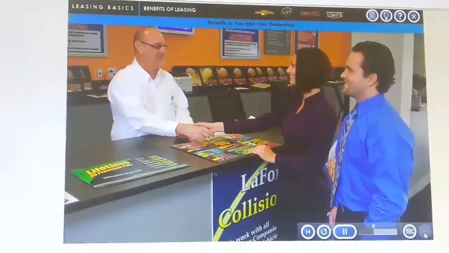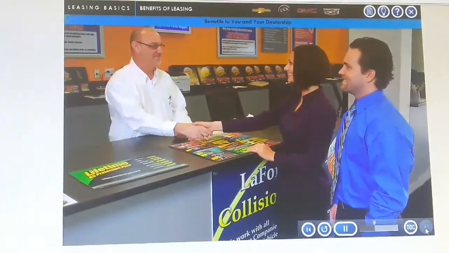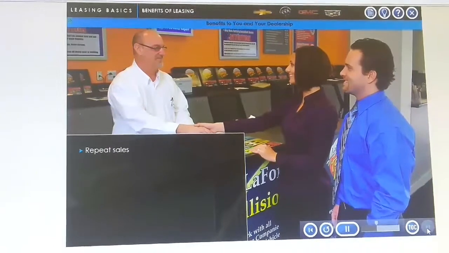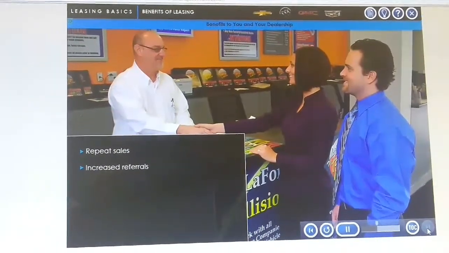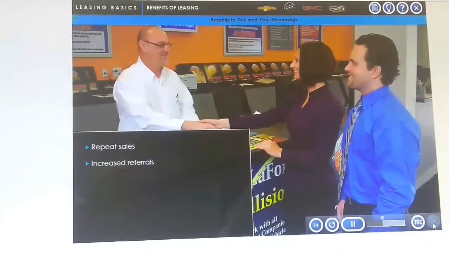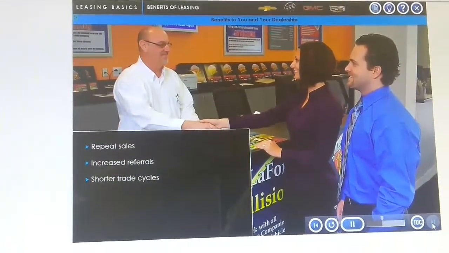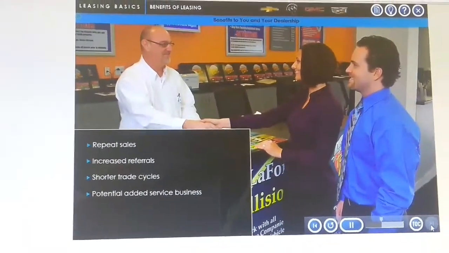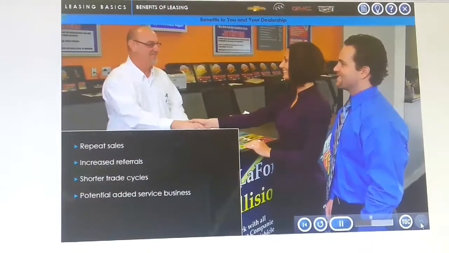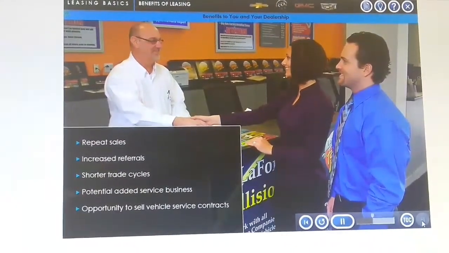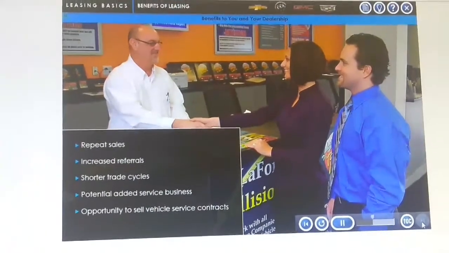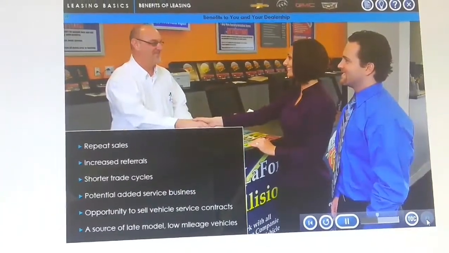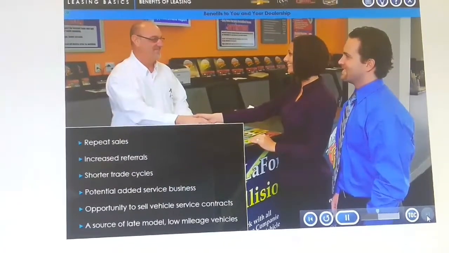And it's not just your customers who benefit from leasing, it's also you and your dealership. These benefits include repeat sales because lease customers tend to be more loyal, increased referrals because lease customers tend to be happier with their overall experience, shorter trade cycles which help build long-term customer relationships, potential added service business because lease customers tend to return to the selling dealership for their service needs. An opportunity for the F&I department to sell vehicle service contracts for customers whose lease terms extend beyond the vehicle's factory warranty. And lease terminations provide a source of late-model, low-mileage vehicles for the used car department.